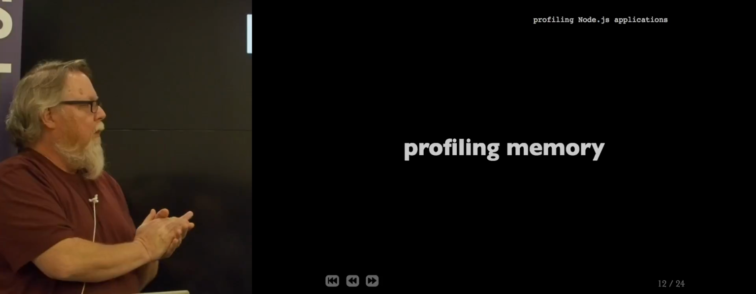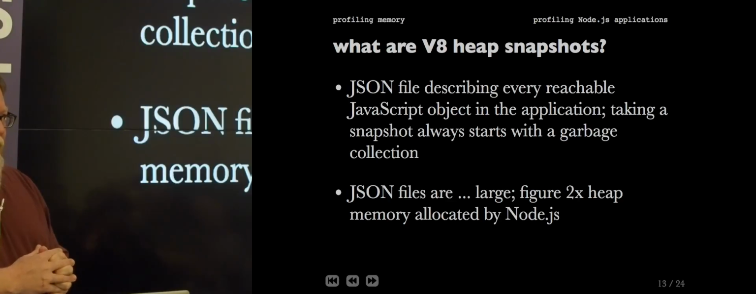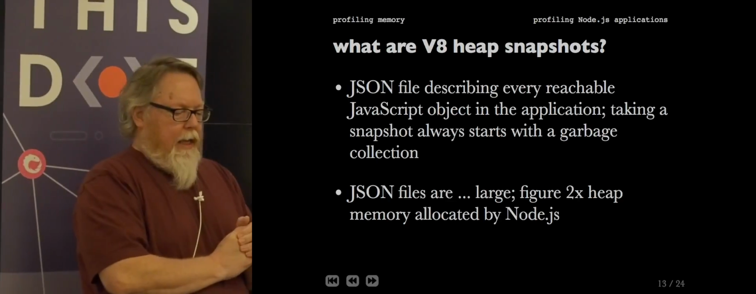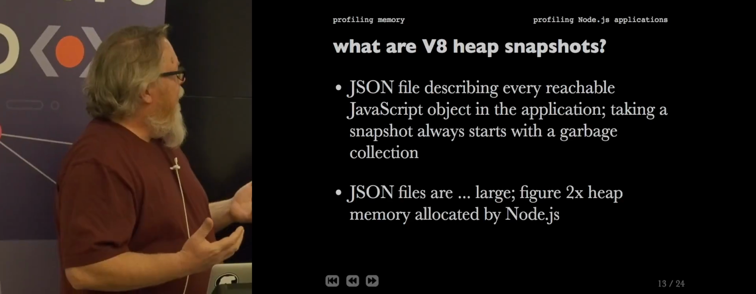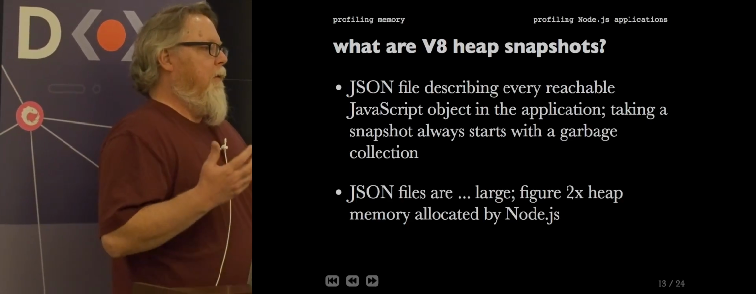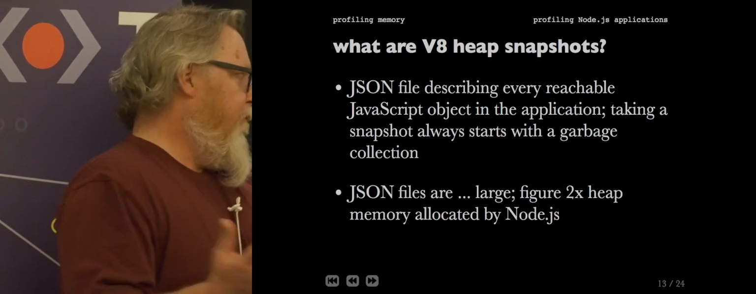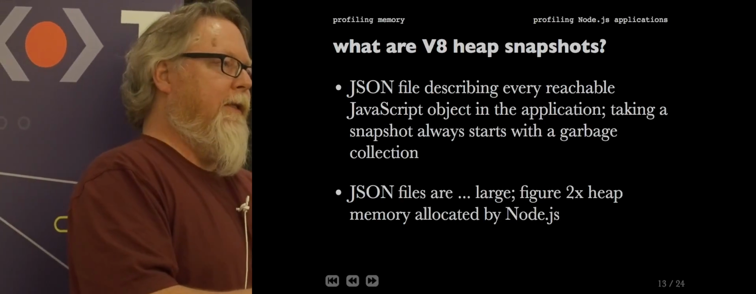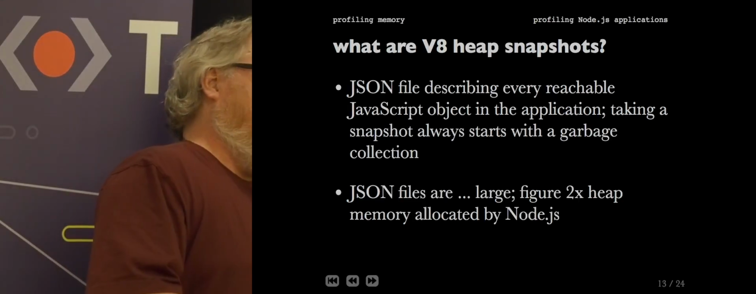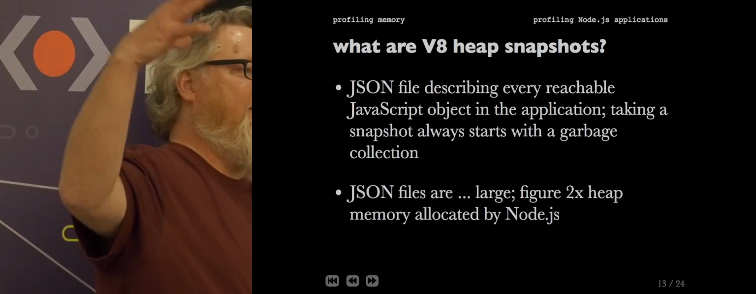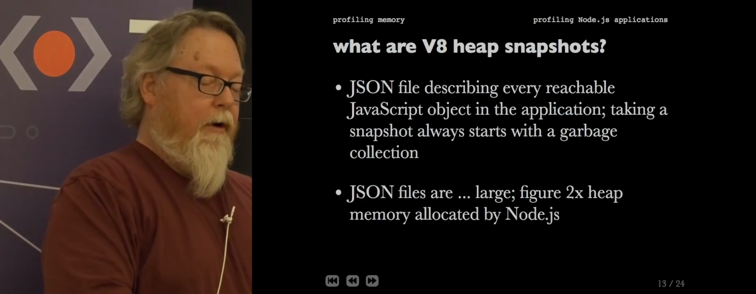So the other tool that V8 provides is something to help you profile memory. And it does that with a thing called a heap snapshot. So a heap snapshot is a huge JSON file that describes every object in your application. And then given that information, again, you can throw it into an analysis tool and let it see which objects are referring to other objects. It can tell you, for any particular object, how much memory is that object preventing from being garbage collected, which can be very important.